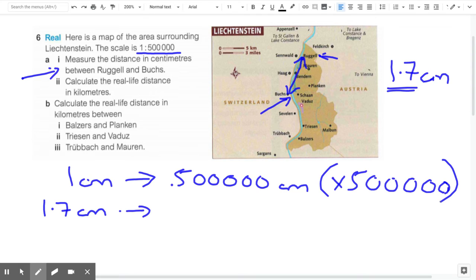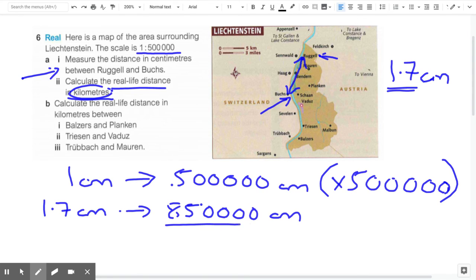So if we do that for 1.7 centimetres, that actually gives us a value of 850,000 centimetres. Okay, so that's how far away the real life distance is between Ruggell and Books. However, the question, as you can see, is suggesting we need to do this in kilometres. So we then need to take our 850,000 centimetres and convert that into kilometres.